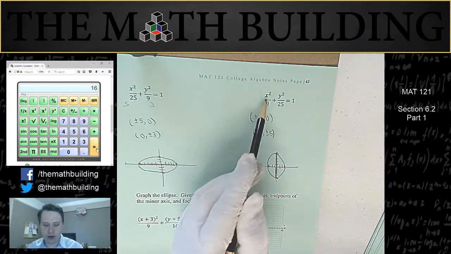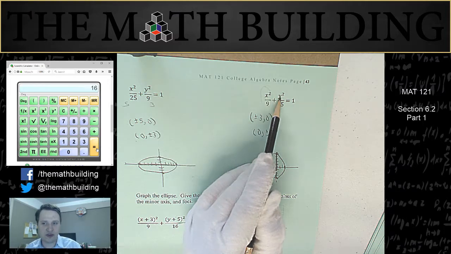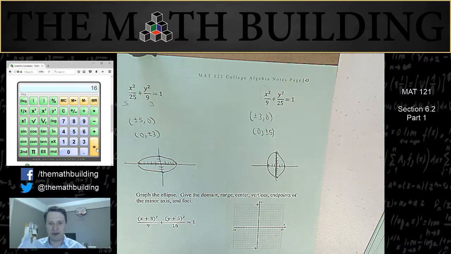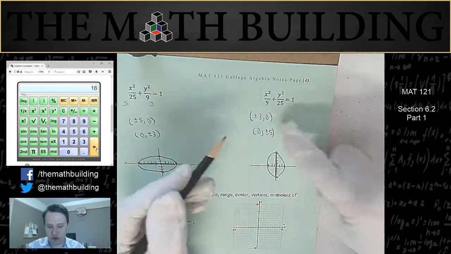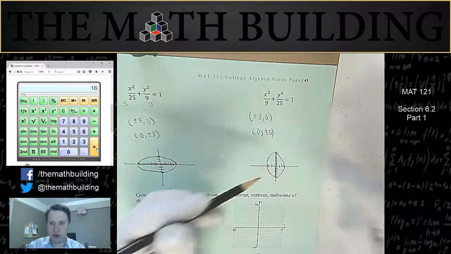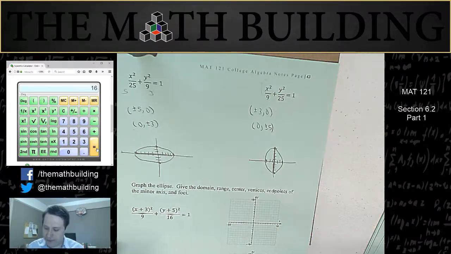Sometimes in the homework they'll try to trick you by putting y squared first instead of x squared. So just remember you may either want to rewrite it with x coming first or just notice which number is going with x and which one is going with y.